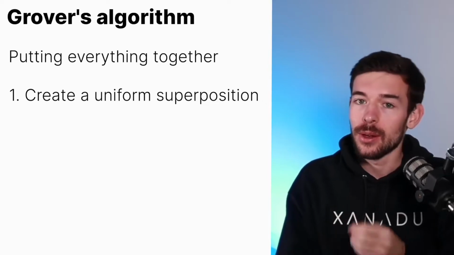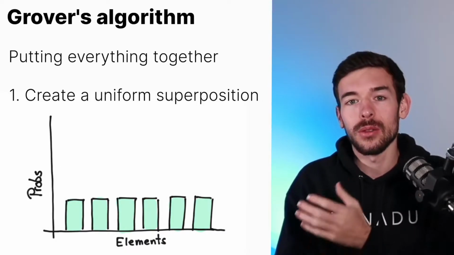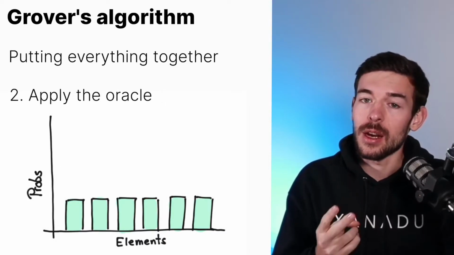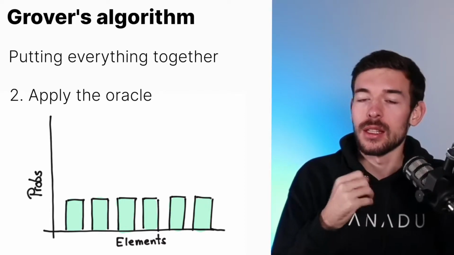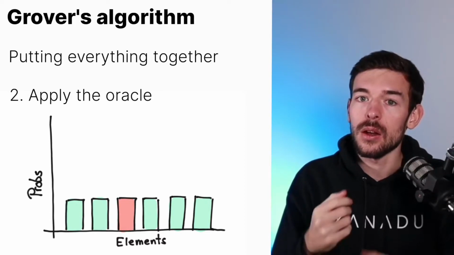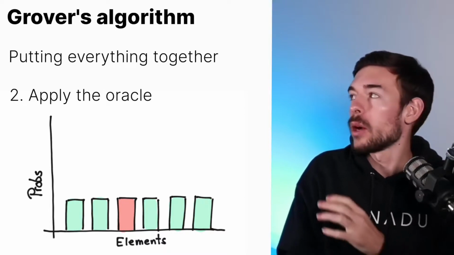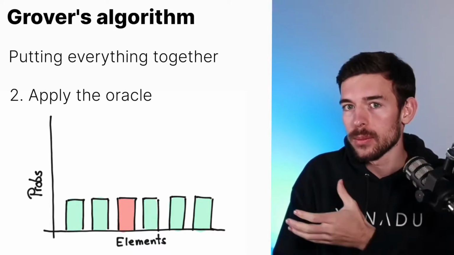Step number 1. We create this equal superposition of all the elements. Step number 2. We apply the oracle. In that case, we are going to flip the sign of the elements that we are looking for, and we are going to represent these states in red.